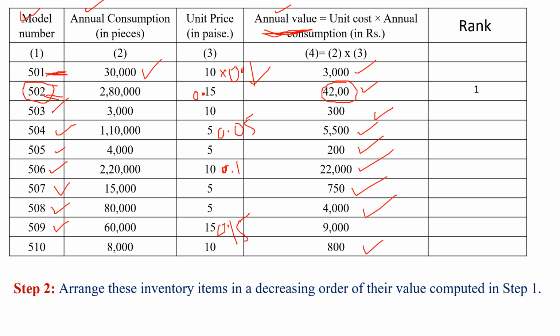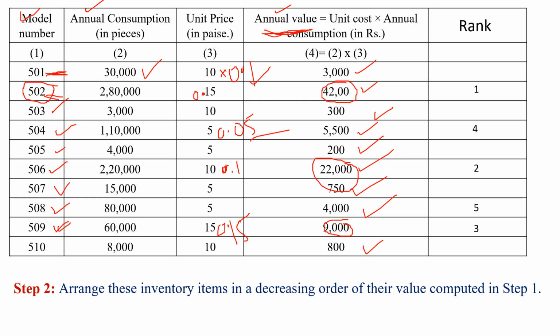The second item, that is the 502 model, gets rank 1. Similarly, rank 2 goes to the 506, having 22,000. This is the second highest, so that's why it's rank 2. Next, 9,000 is the third highest one, so rank 3 goes to the ninth item, 509. The next one, the fourth highest, is 5,500 for item 504, model number 504, the item 4, that is rank 4.